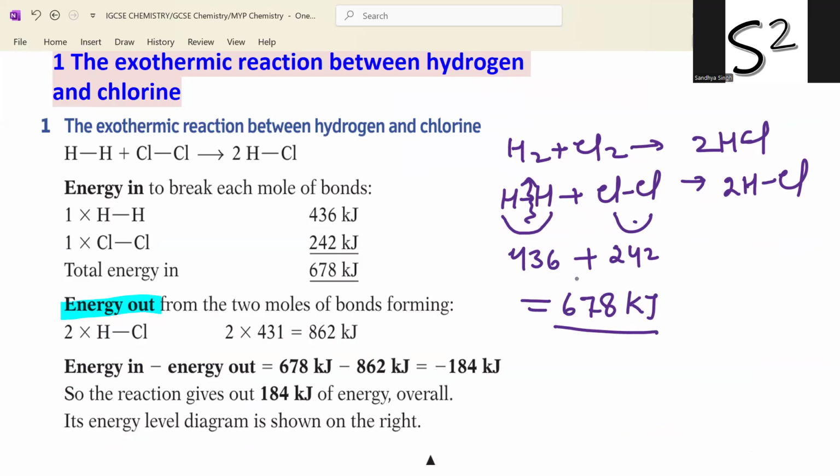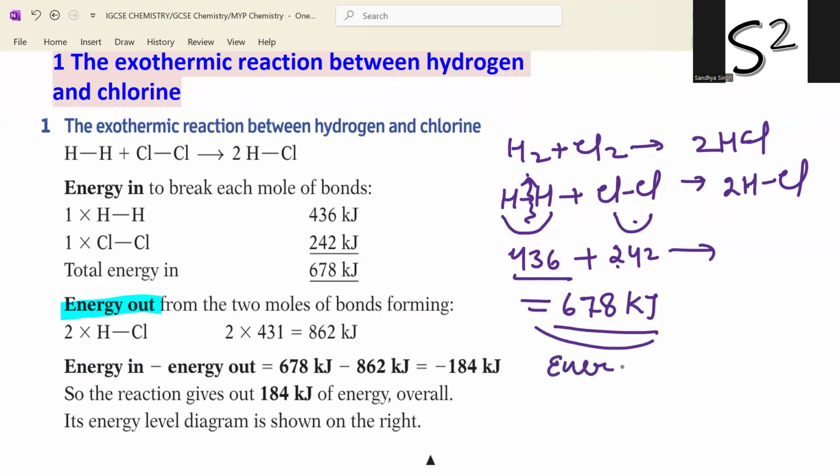It means we need to give, excuse me, I'm correcting myself. We need to give 436 kilojoule of energy to break the bond between hydrogen and hydrogen, and 242 kilojoule of energy to break the bond between chlorine and chlorine atom, right? And the total energy we need to give is 678 kilojoule to break the bonds. This is energy in.